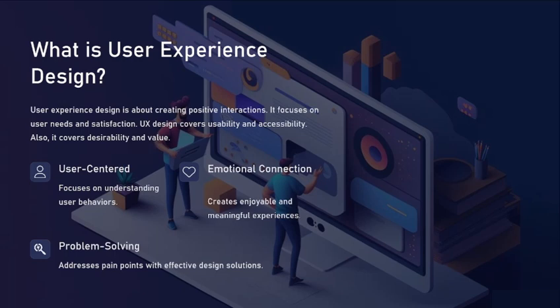As you can see, UX design is user-centered. It focuses on the emotional connection and is very much about problem solving. It's about understanding user behaviors and addressing their pain points with effective design solutions.